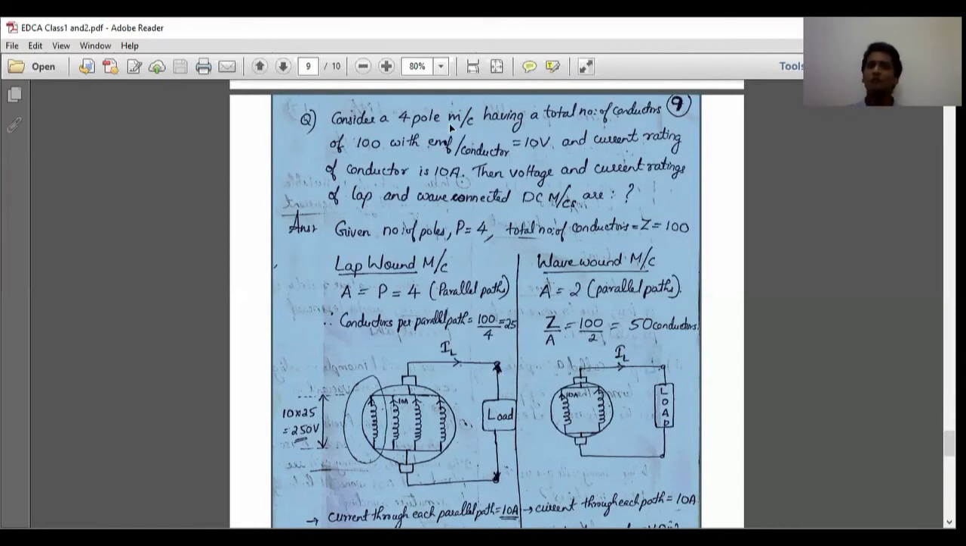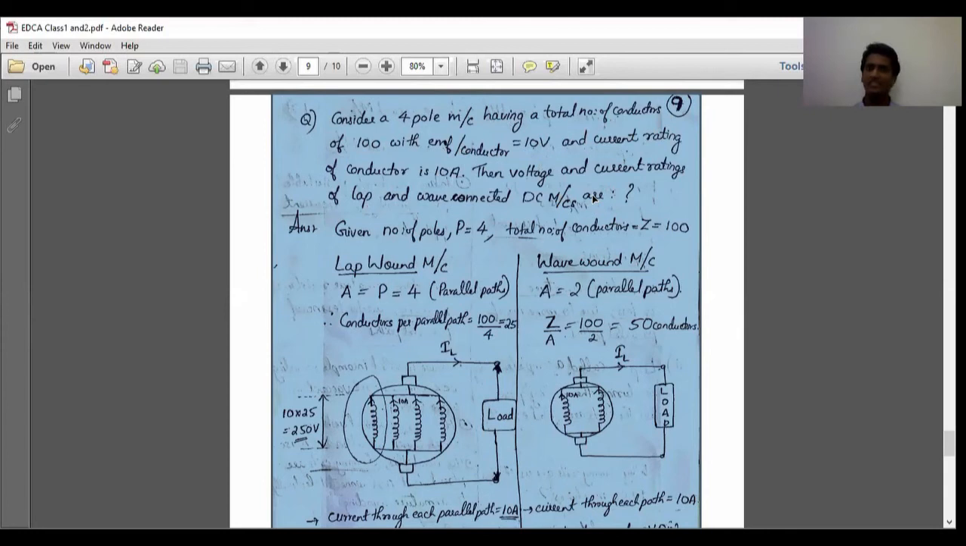Consider a 4-pole machine having a total number of conductors of 100. This 9 is the page number, so don't be confused with that. Consider a 4-pole machine having a total number of conductors of 100 with EMF per conductor equal to 10 volt and current rating of conductor is 10 ampere. Then the voltage and current ratings of lap and wave connected DC machines are?